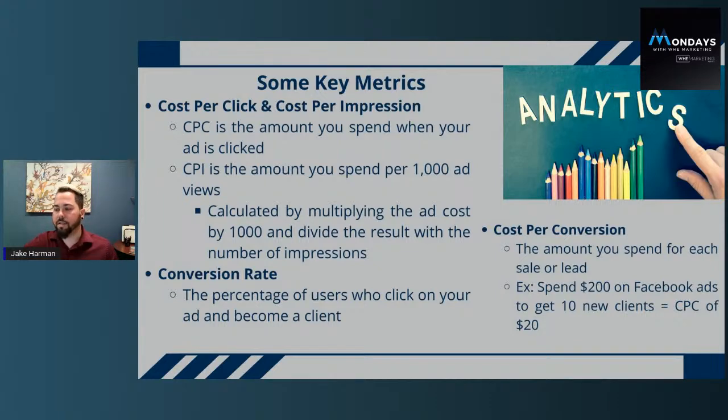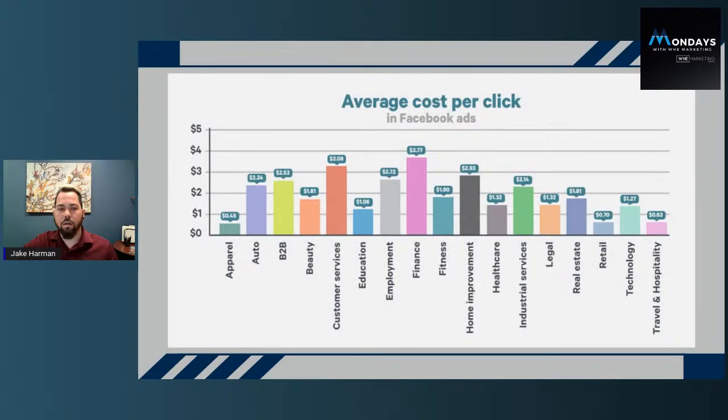Okay, no questions yet, so we're going to move on. This is just a quick image on the average cost per click on various Facebook ads. If you look real closely, apparel ads cost approximately 45 cents per click. Auto advertisers generally have to spend $2.24 per click. If you go all the way to the right here in purple, you see real estate ads. That number looks to be about $1.81 per click.